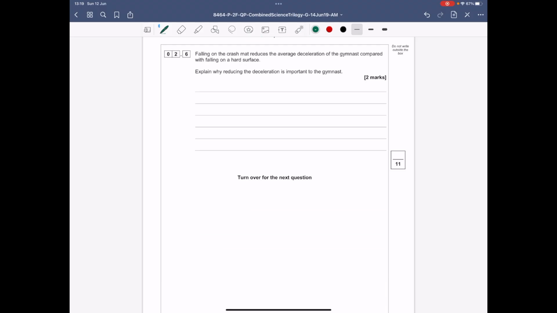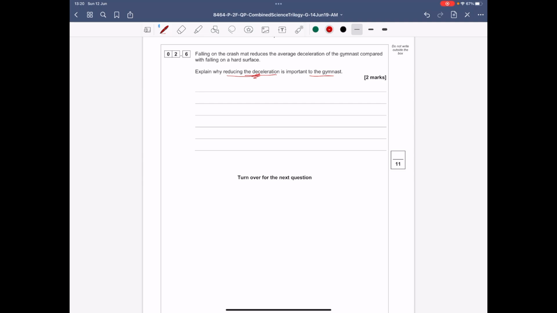And question 2.6 then. Falling on a crash mat reduces the average deceleration of a gymnast compared with falling on a hard surface. Explain why reducing the deceleration is important to the gymnast. Well, if you're reducing the deceleration, you're going to be reducing the force. If you fall on a really hard surface, as you collide, all of that force is going to hit you at one specific time. But if you land on something that is quite soft, like a crash mat, the collision will go over a much longer period of time. So therefore that force gets spread out.